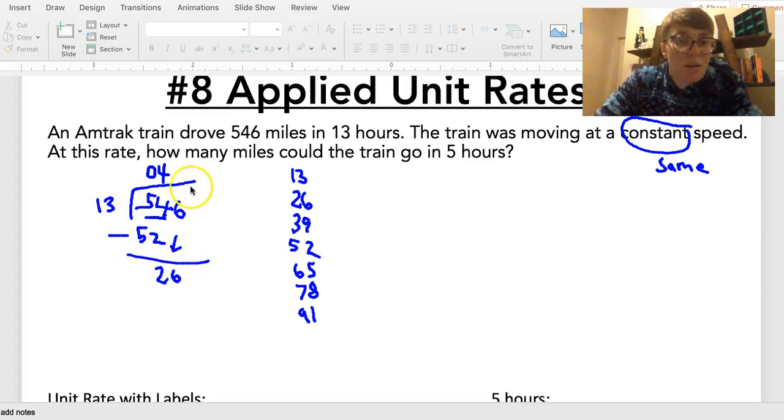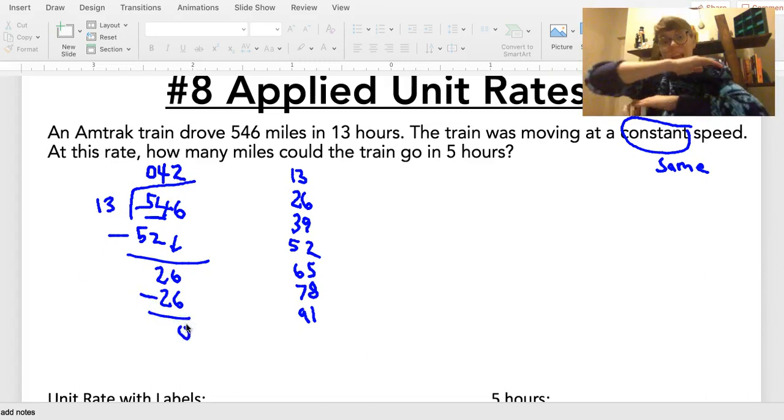How many 13s are in 26? That's going to be 2. 13 times 2 is 26. What this means is that my train is going at a constant, or the same, speed of 42 miles per 1 hour. 42 miles per 1 hour. Think about when you drive with your parents, miles per hour, you see that all the time, mph. Those are just unit rates.